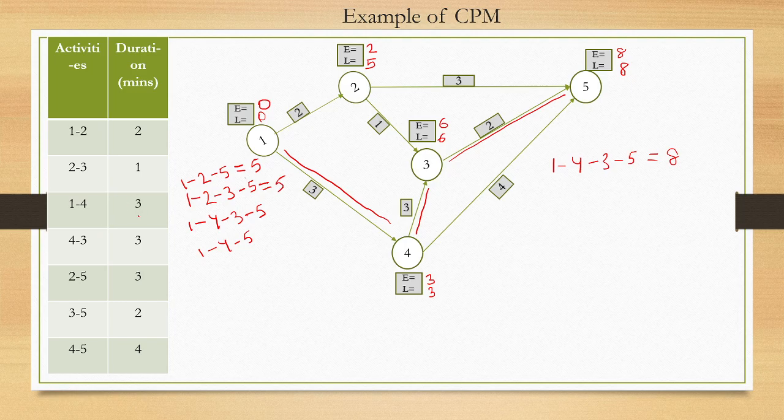1 to 4 is 3, 4 to 3 is 3, so 6, and then 3 to 5 is 2. So this is 8. And what about this one? 1 to 4 is 3, and then 4 to 5 is 4. So this is 7. So this is the critical path and this is the project duration.